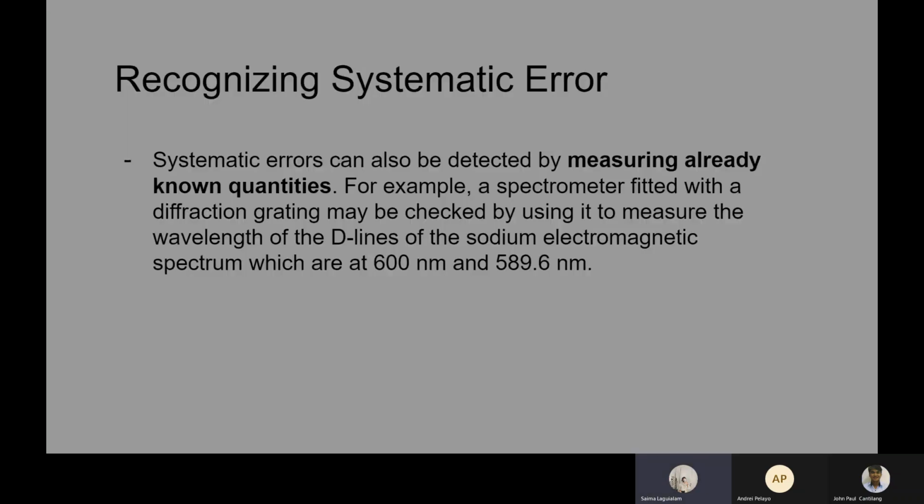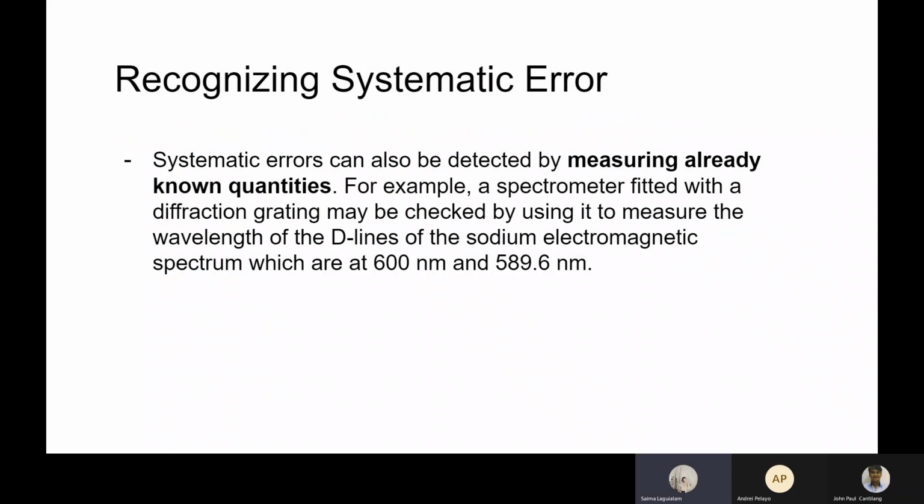So next, how we recognize systematic error. Systematic errors can also be detected by measuring already known quantities. For example, a spectrometer fitted with a diffraction grating may be checked by using it to measure the wavelength of the D lines of the sodium electromagnetic spectrum, which are at 600 nanometer and 589.6 nanometer.